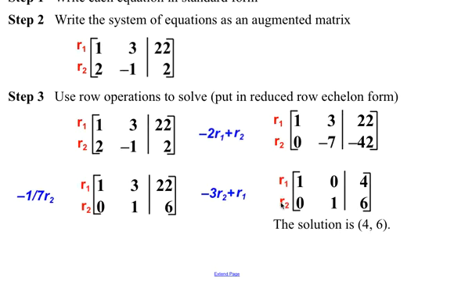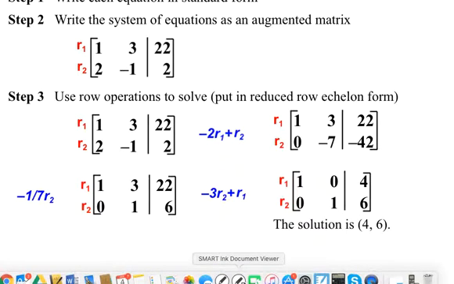If I multiply row 2 by -3, I get a 0 plus 1 is 1. -3 times 1 is -3. Add it to the 3 above and we get a 0. -3 times 6 is -18 plus 22 gives us a +4. So this tells me my solution. This one says x is equal to 4, y is equal to 6. And that's how we interpret our results with the augmented matrix.